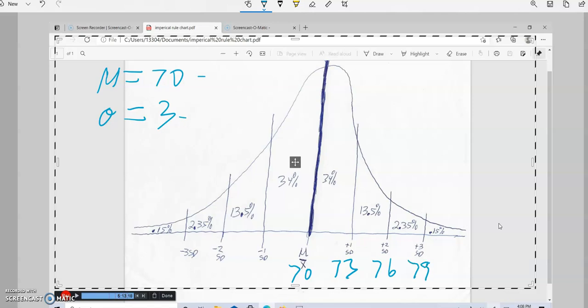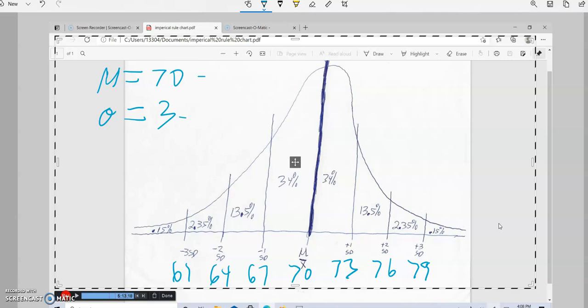Now you do the same thing the other way. I take the mean, always start in the middle with the 70, whatever the mean is. Subtract 1 standard deviation, that goes here, 67. Subtract another standard deviation, it goes here, 64. Subtract one more, that goes in the minus 3 category, okay? Now you have all the information you need to answer any question asked, okay?